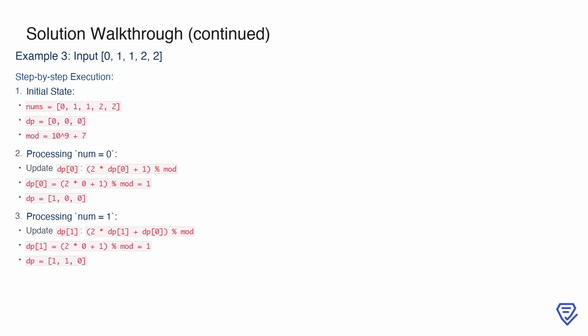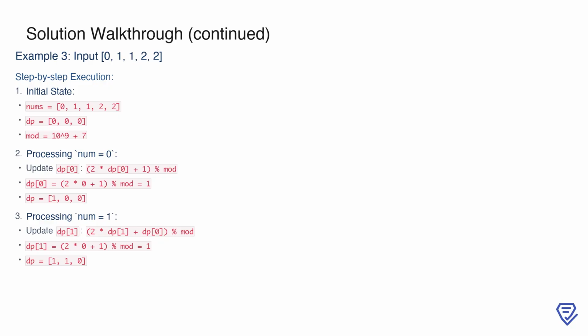In the third example, the input is [0, 1, 1, 2, 2]. Starting with our initial setup, nums holds the input, dp is [0, 0, 0], and mod is 10 to the power of 9 plus 7. For the first number, 0, we calculate 2 * dp[0] + 1 % mod, which results in 1. So, dp becomes [1, 0, 0].